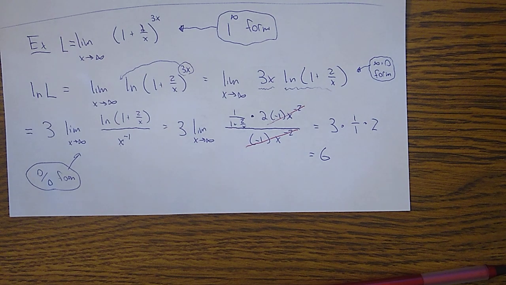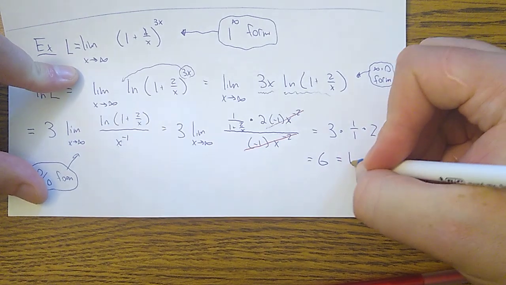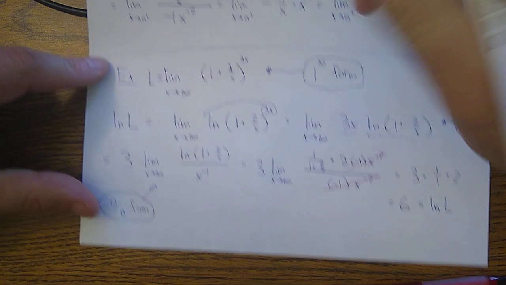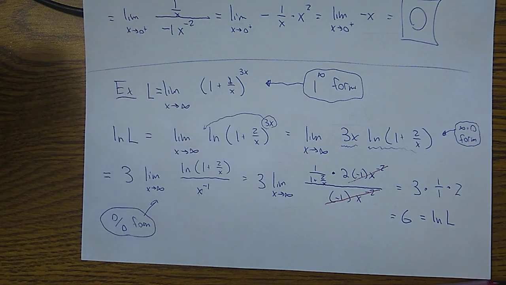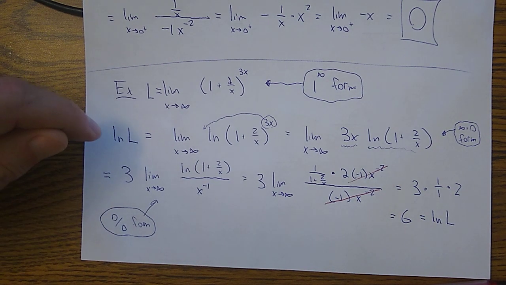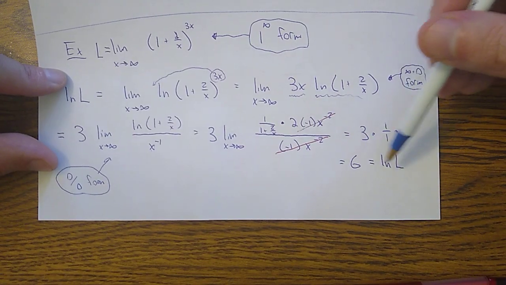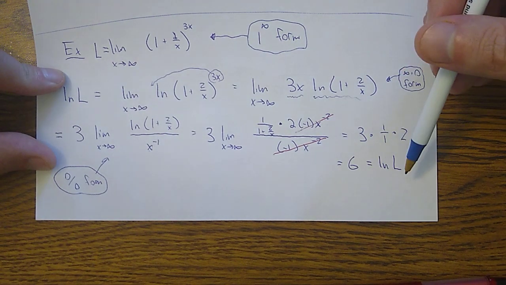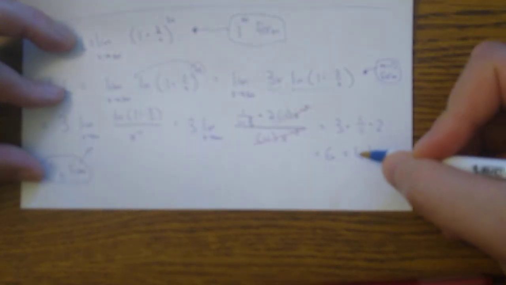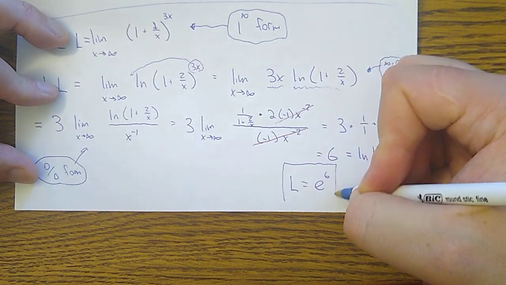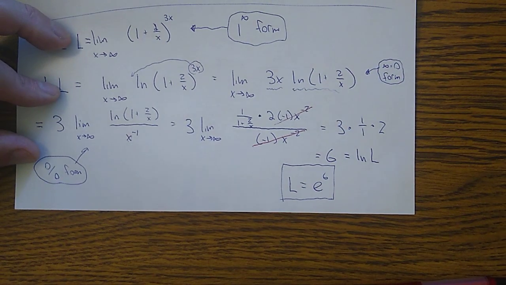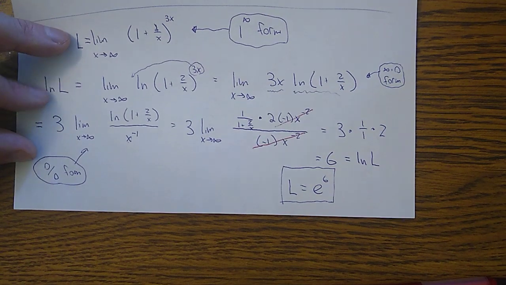Now when you do this, there's one last thing you have to remember. The original limit was L, and actually what we found was natural log L. That was the first thing we did, is we did natural log of both sides. So L is not 6, the natural log of L is 6. We still have to find L, but this last step is easy. The way you would get rid of this natural log is you would do e to both sides. So L is e to the 6th. So that's the original limit.